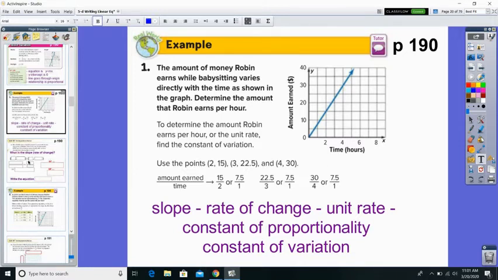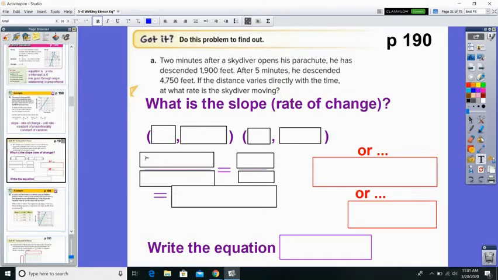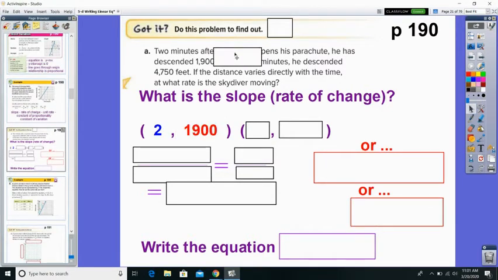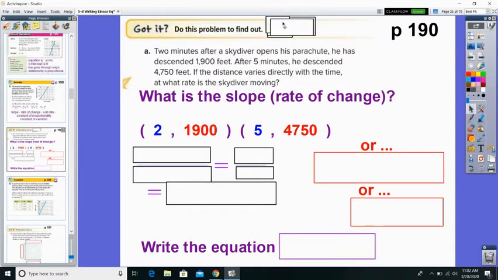We're going to do the next example together. It is on page 190 in your book. Letter A. It says 2 minutes after skydiving, a skydiver opens his parachute. He has descended 1,900 feet. So in 2 minutes, here's my slope points. In 2 minutes, he has gone 1,900 feet. In 5 minutes, he has gone 4,750 feet.